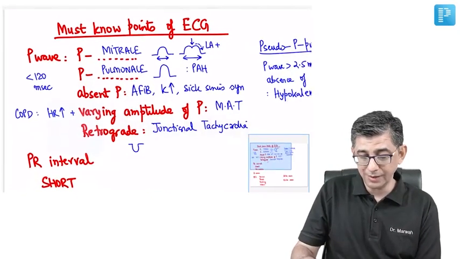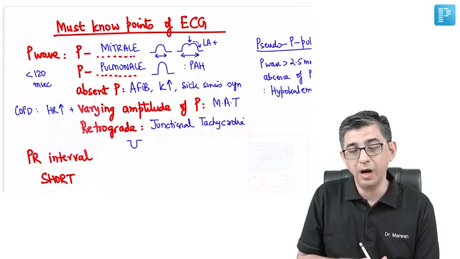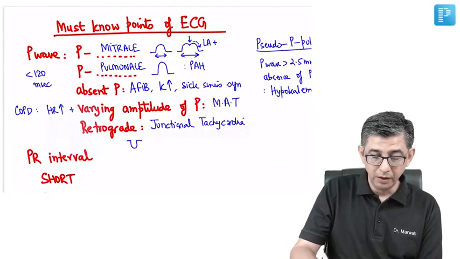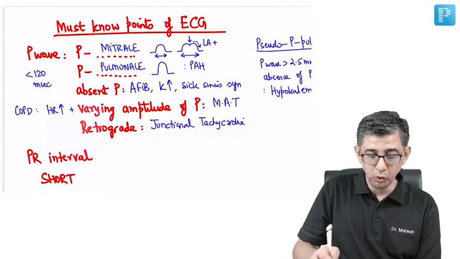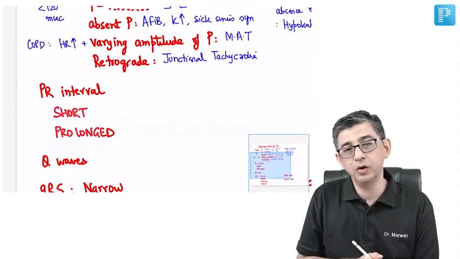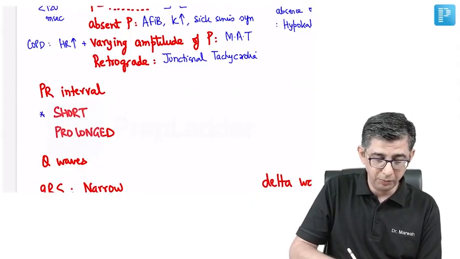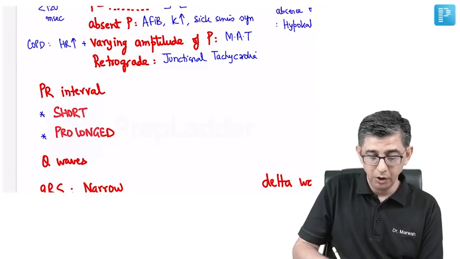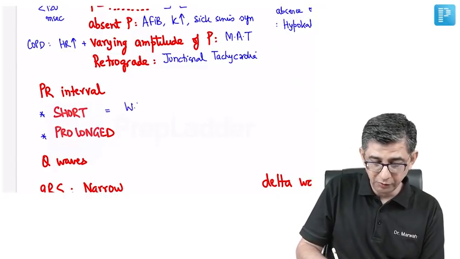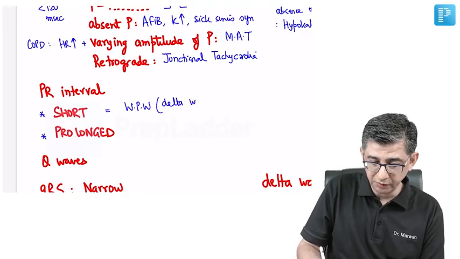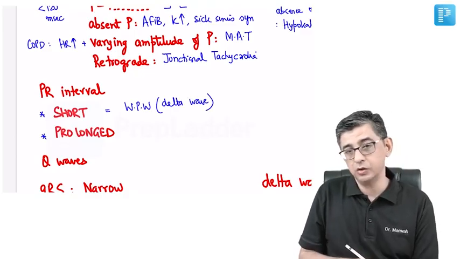Some of them are repetitions and some of them are additional points which have been added to your vocabulary. Next, we are going to talk about two variations with respect to the PR interval. We could either have a short PR interval or a prolonged PR interval. Short PR interval has been described for Wolff-Parkinson-White syndrome, where you also get an additional finding of delta wave with the PJ interval that is normal.